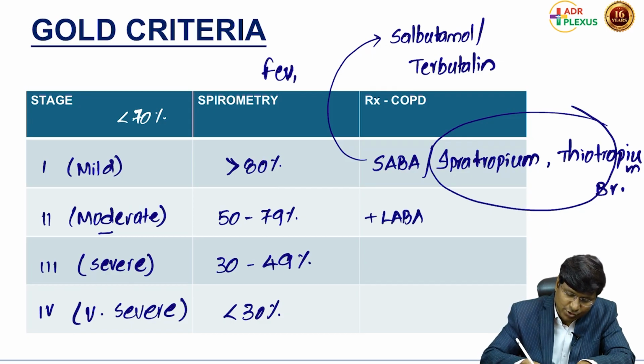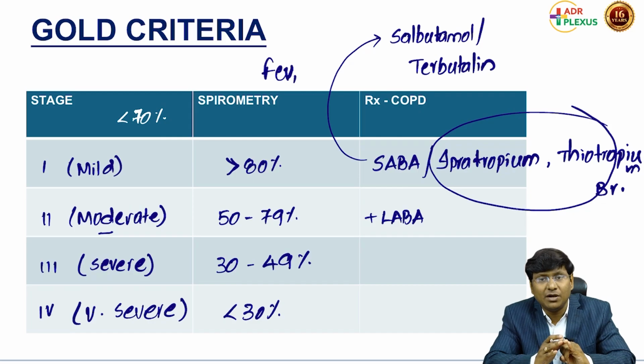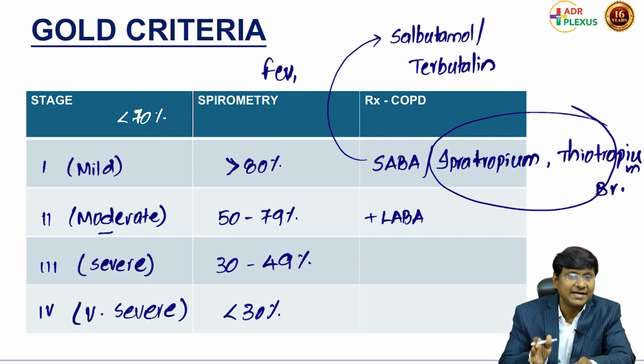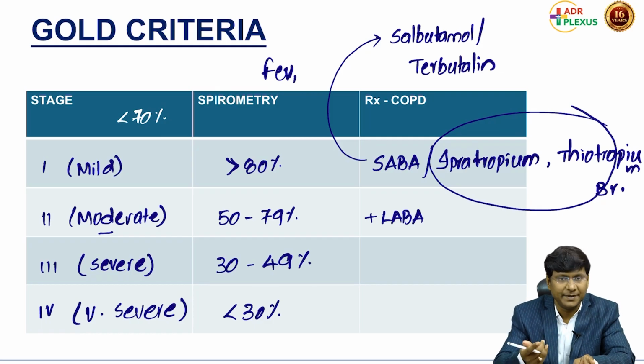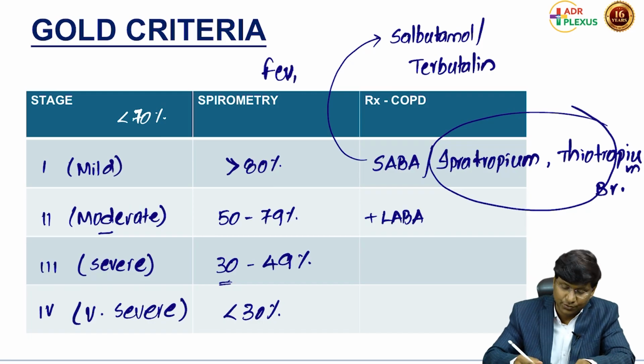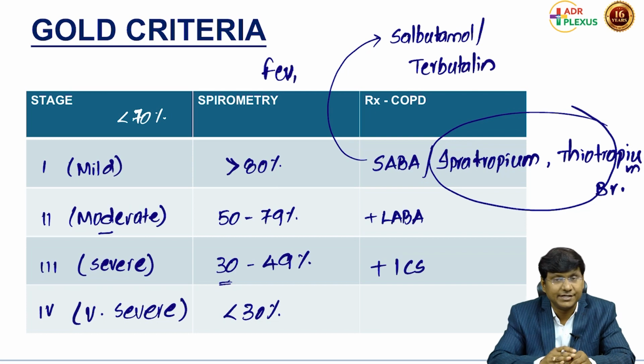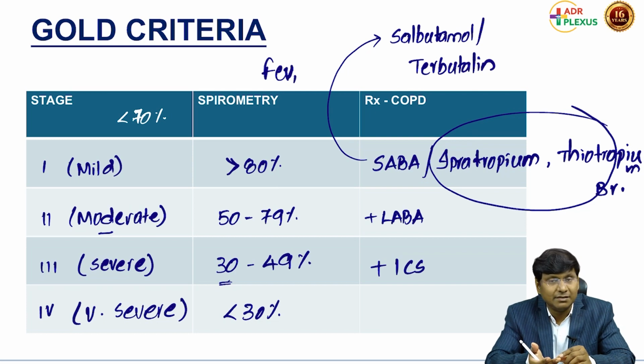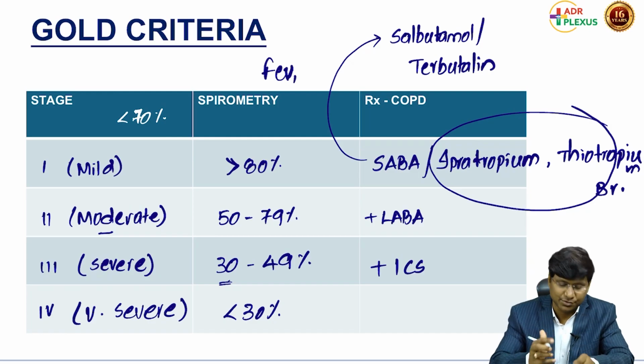So what are the examples of these LABA? That includes salmeterol as well as formoterol, right? So that will be in moderate. Whereas in the severe form of COPD, where FEV1 is 30 to 49% of the predicted value, in these patients, you need to add inhaled corticosteroids, right? So that includes beclomethasone or fluticasone. That should be the inhaled corticosteroids.